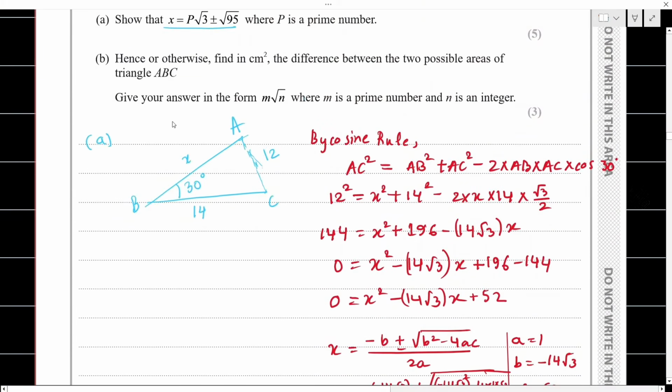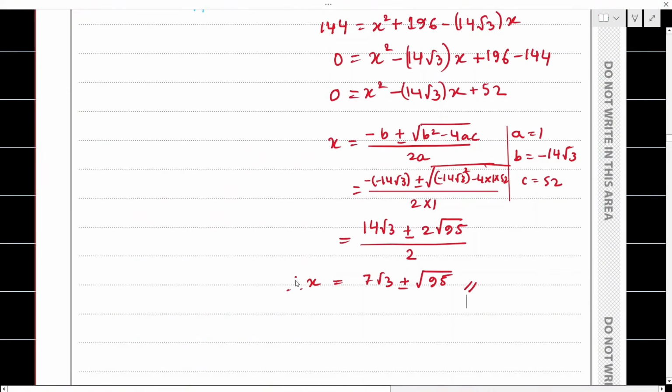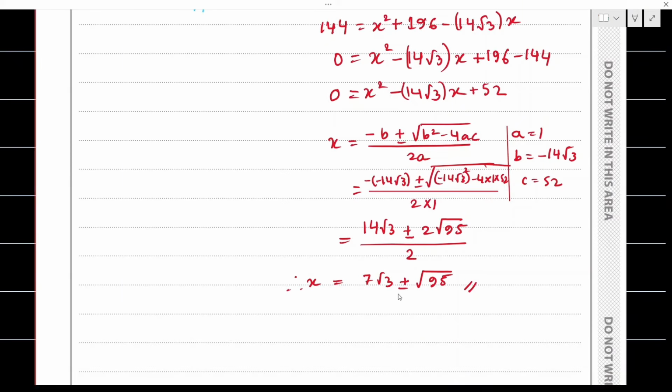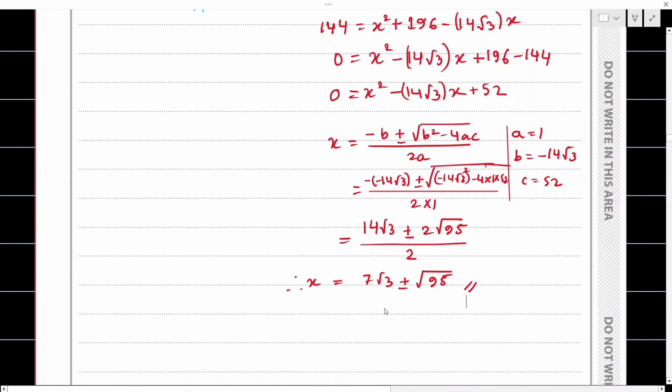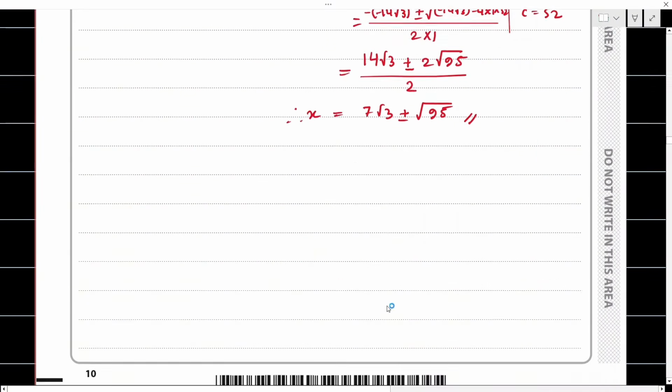In part B, we can see that we have to find, in centimeter square, the difference between the two possible areas of our triangle ABC. We know from part A that there are two possible values of the side x, of the side AB. As there are two possible values of our side AB, two possible triangles are possible from these two values of x, and that's why there will be two possible areas. So we need to find the two possible areas, and then we will find the difference between them by subtracting the area of one of them from the other.